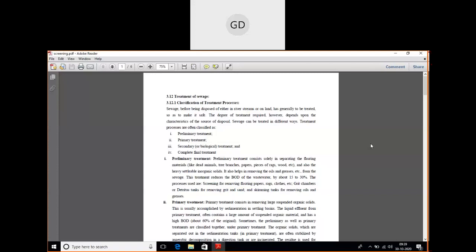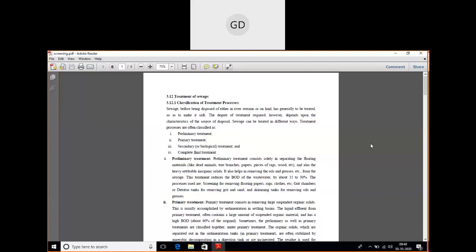Next comes the final treatment, also known as advanced treatment or sometimes tertiary treatment. It consists in removing the organic load left after the secondary treatment. Whatever organic load is left in the effluent or sewage is removed here, and the final treatment also kills the pathogenic bacteria present in the sewage.